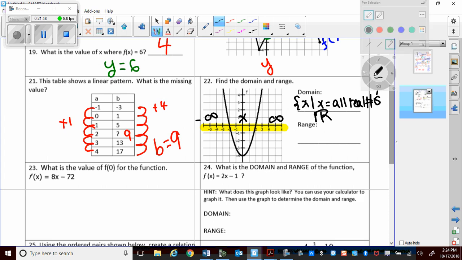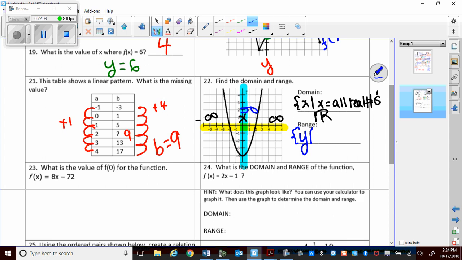Now, for my y values, I highlight up and down. I'm looking up and down. I know all these values are y values. So I do curly bracket, y bar.